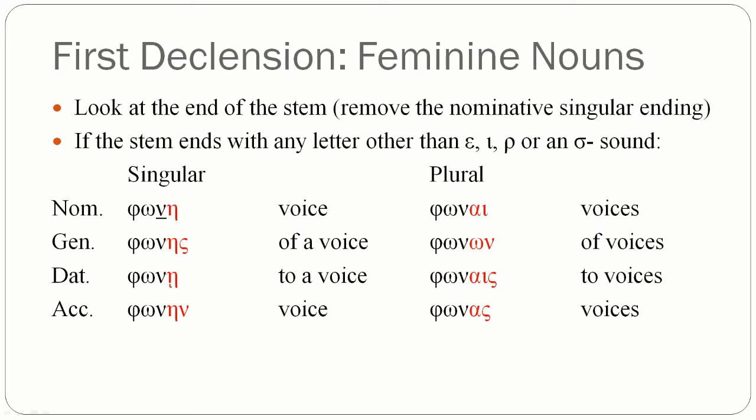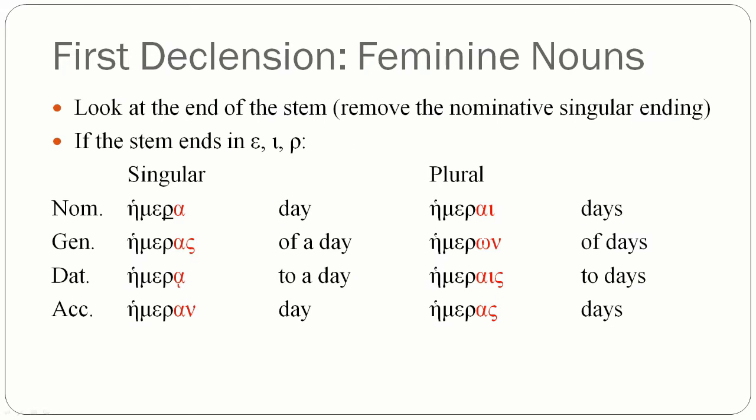Now those three categories are for the feminine nouns. All right, so once again, epsilon, iota, or rho, in the singular, you're going to have alphas going throughout that entire pattern. Okay, and notice the variation. So genitive singular has alpha sigma, dative singular has alpha with an iota subscript, and then accusative singular has alpha nu.